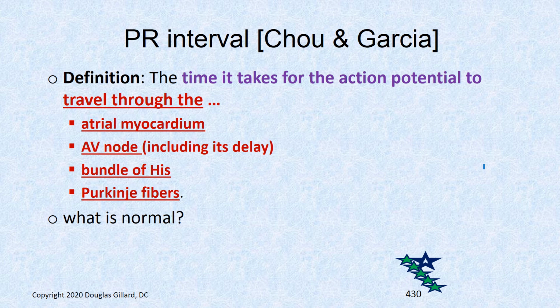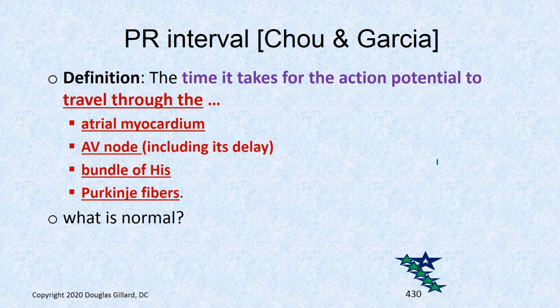The definition of the PR interval is the time it takes for the wave of depolarization, the action potential, the current, whatever you want to say, to travel through the atrial myocardium, to spread across the atrium, and to go completely through the AV node, including its delay, and even get into the bundle branches and Purkinje fibers. Once the current gets into the ventricular myocardium, that needle jumps. And then that's the start of the QRS complex.